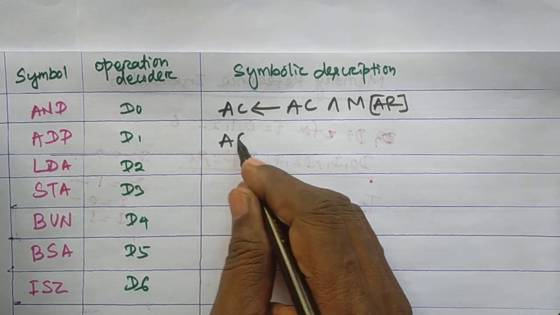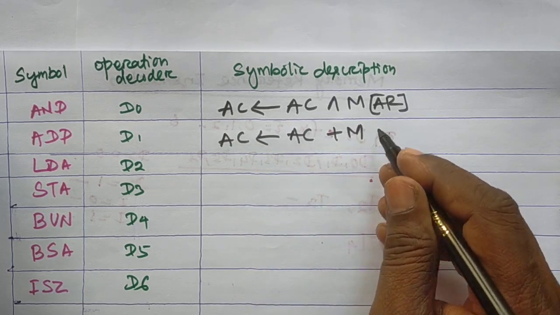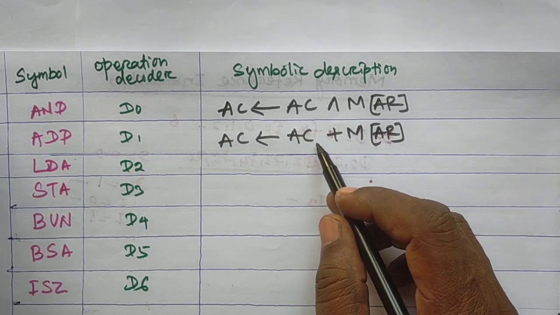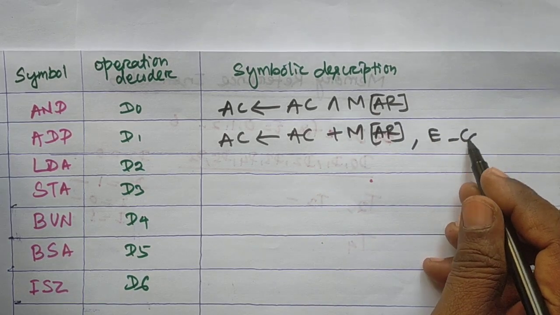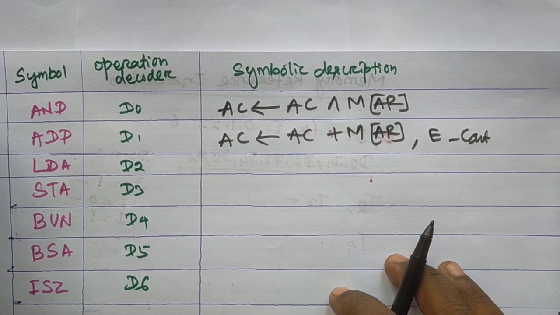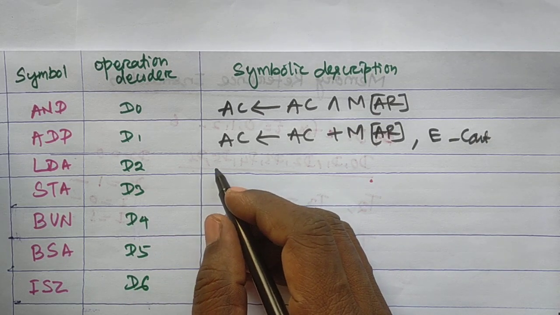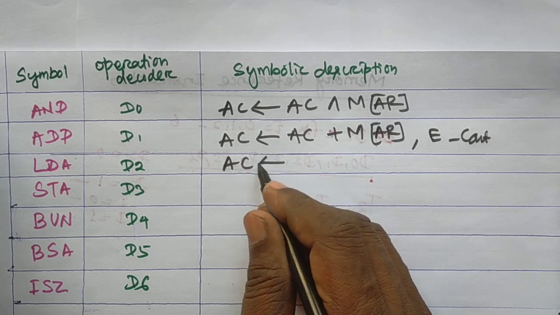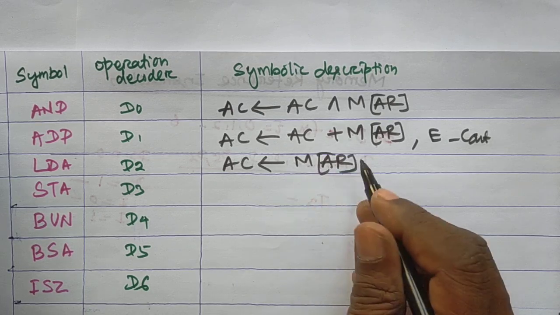Similarly, if we go through ADD, what happens? AC plus the memory data addressed by the address register is added to the accumulator. And if there is a carry, we can also see carry out, suppose while adding some data, some carry is produced. Next is load. Load means very simple: AC, with D2, the memory data we can load into the accumulator.